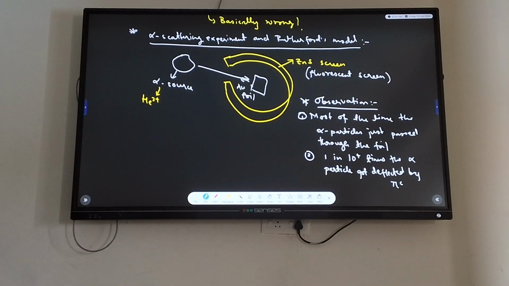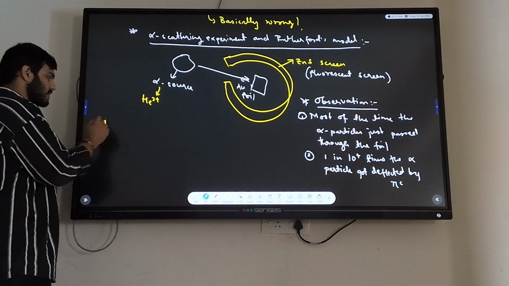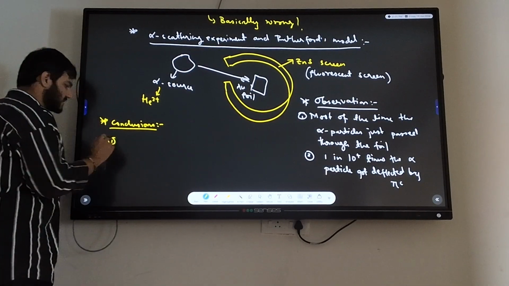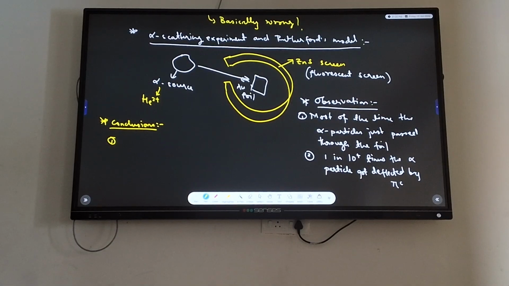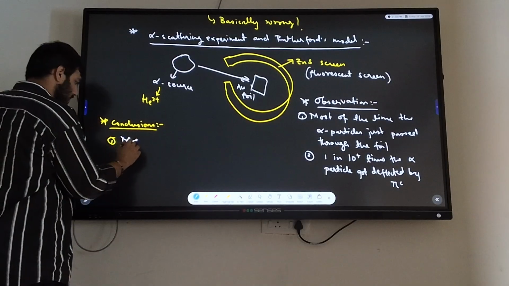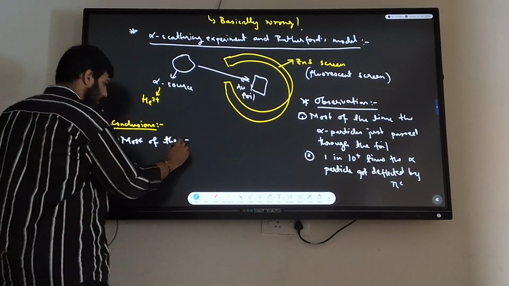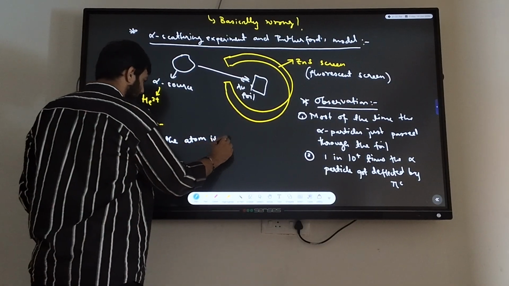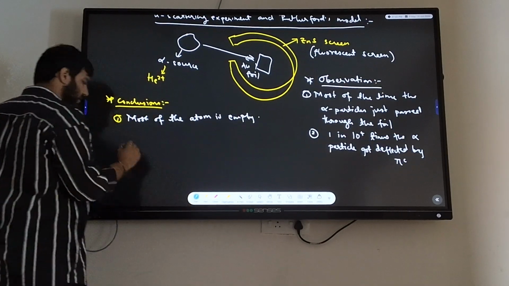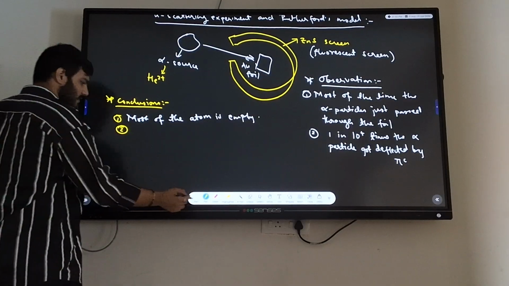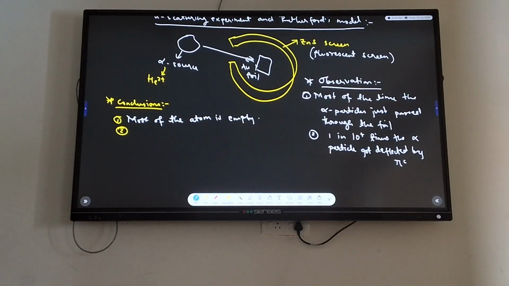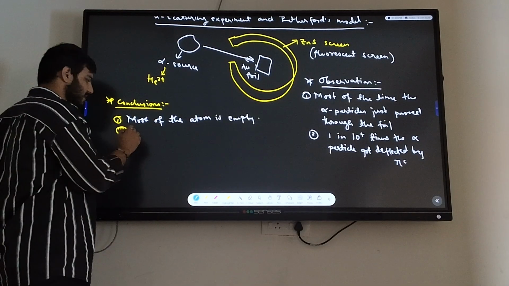What could be the conclusions based on these observations? One of the conclusions could be that most of the atom is empty. And what is the second conclusion? That all of the positive charge is concentrated in a very small region, and we call that small region the nucleus.